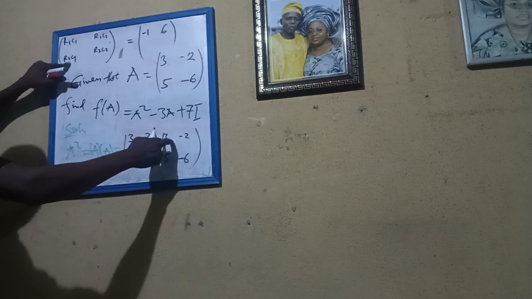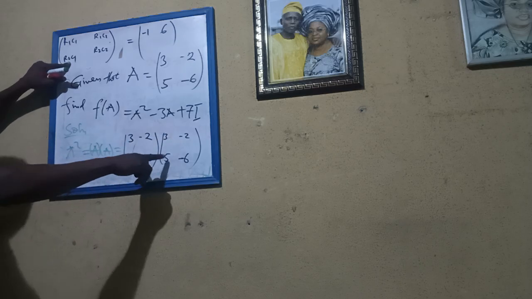I have this. So let me come here. This is row 2 column 1. Row 2, look at it, column 1 on the other side. That simply means 5 times 3 plus minus 6 times 5. That's going to be 15 minus 30, which is minus 15.